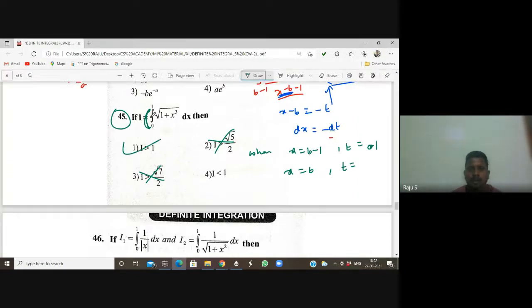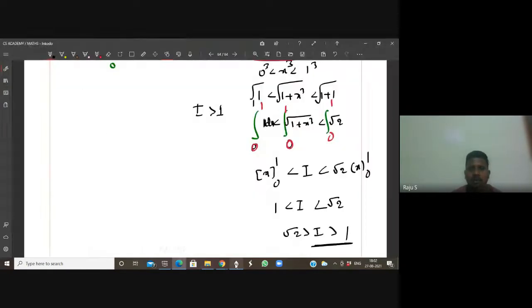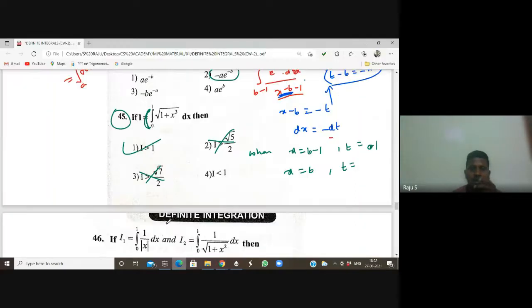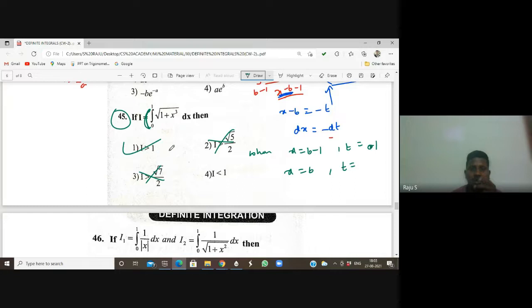Once again, according to the interval 0 lesser than x lesser than 1, I'm cubing on both sides. I change it to integrand form. Finally, I'm taking the same limits. So the least value is 1, the highest value is root 2. So the maximum value is root 2, the minimum value is 1.